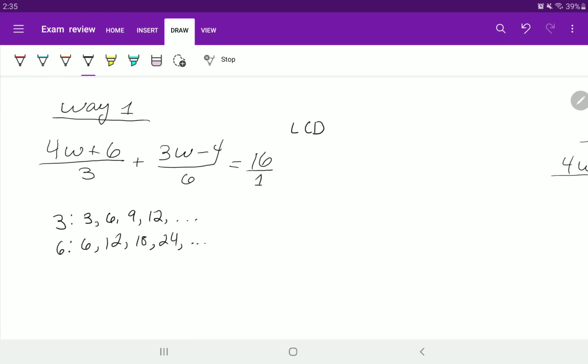To identify the least common multiple, I want to look at both lists and pick the smallest number that they all have in common. In this case, that's going to be 6. So my LCD for this will be 6, which means I want to have every denominator displaying a 6.